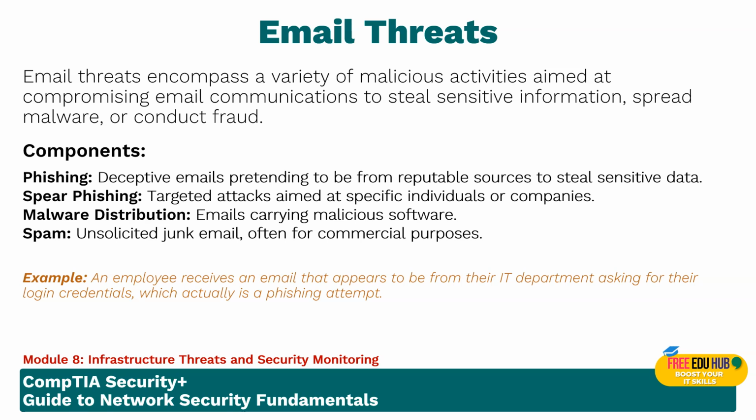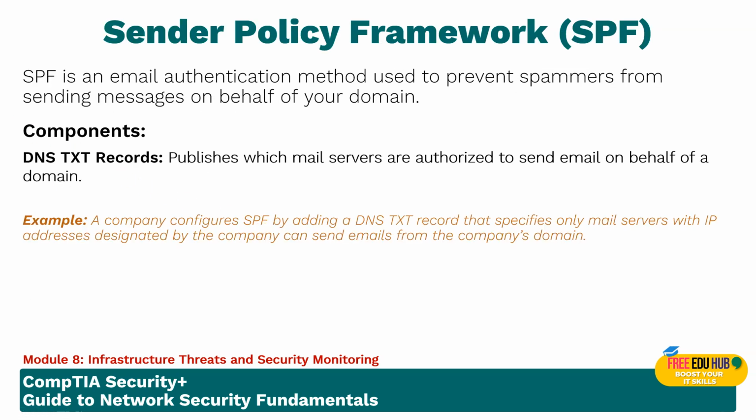After that, we have Sender Policy Framework. It is an email authentication method used to prevent spammers from sending messages on behalf of your domain. In order to protect our flow of emails and make sure that it is used for the right purpose, we have DNS TXT records, which publish which mail servers are authorized to send email on behalf of the domain. For example, a company can configure SPF by adding a DNS TXT record that specifies only the mail server with the IP address designated by the company can send emails from the company domain.